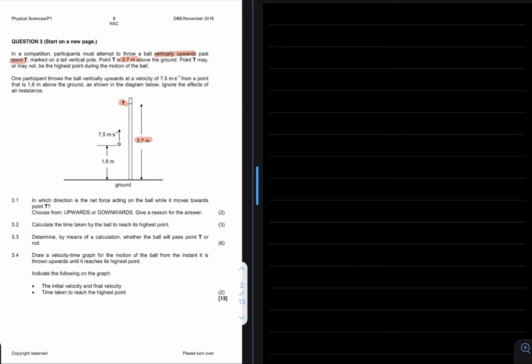One participant throws the ball vertically upwards with an initial velocity of 7.5 meters per second from a point that is 1.6 meters above the ground. Ignore all effects of air resistance.